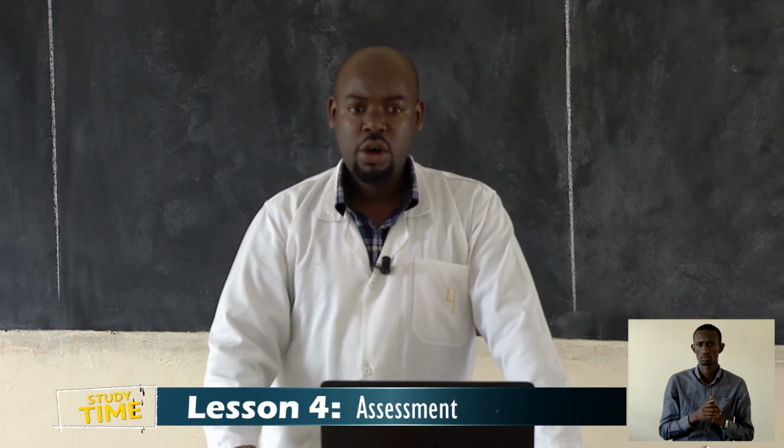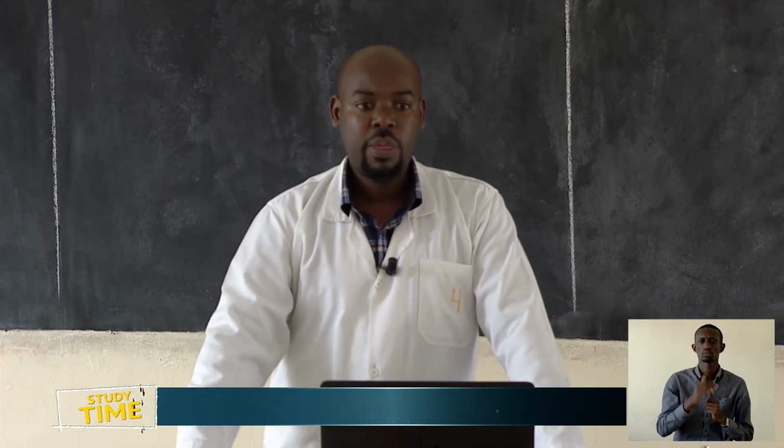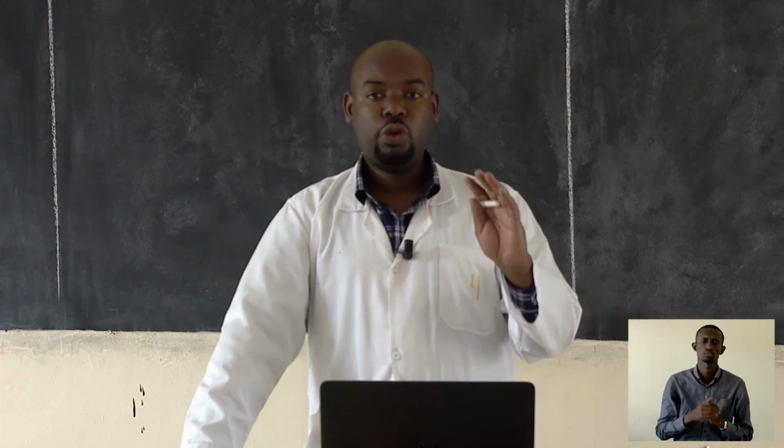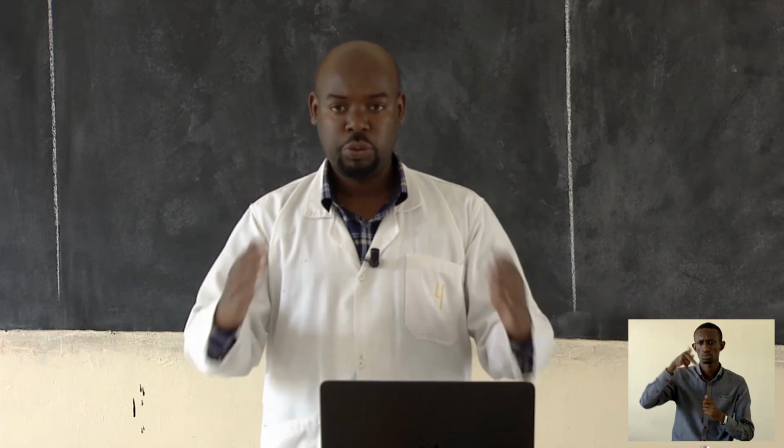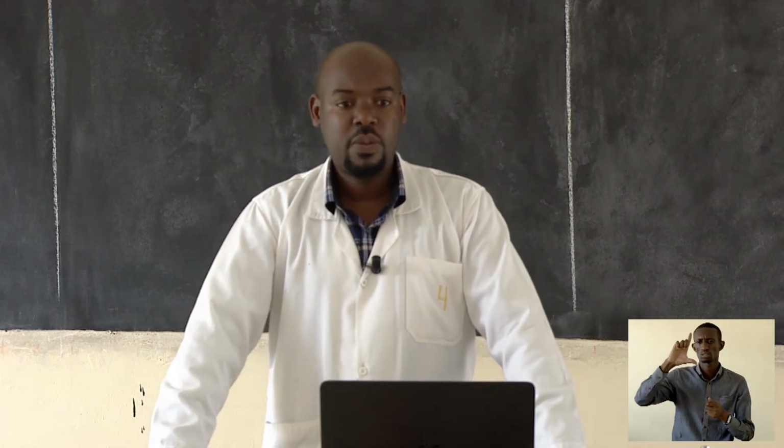As you can see, we have discussed all of this. And number 3, you should be able to write the symbols of different chemical elements. And number 4, you determine the number of protons, neutrons, and electrons from atomic numbers and mass numbers. You know, from the atomic number and the mass number, we can determine the number of protons, electrons, or neutrons. We know the simple calculations we use.